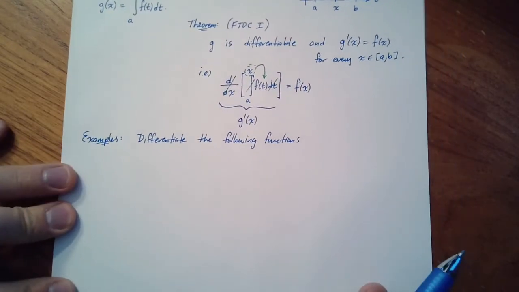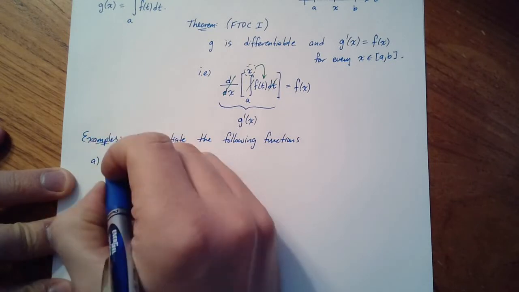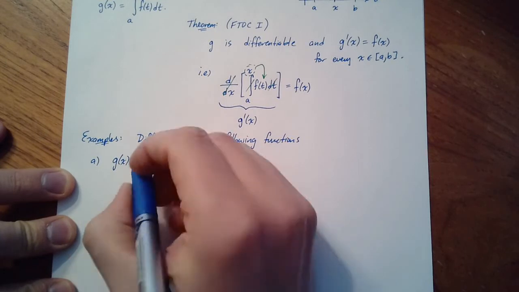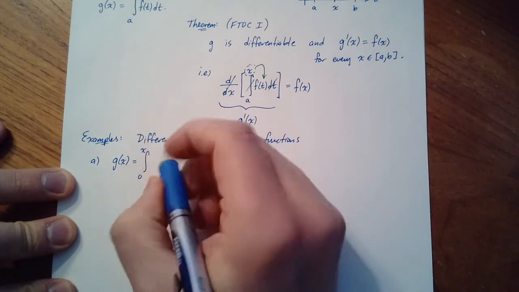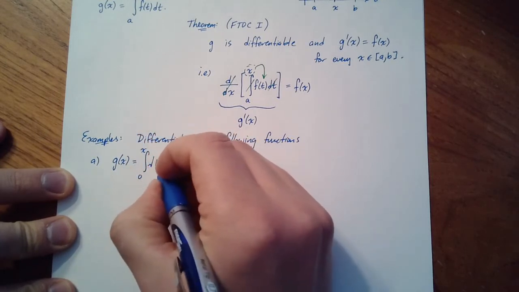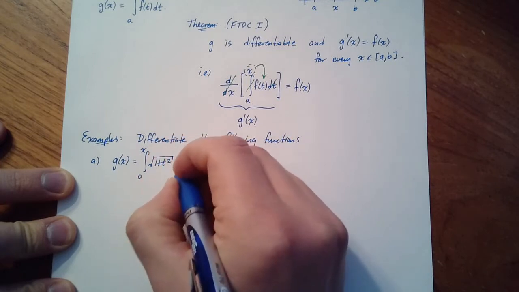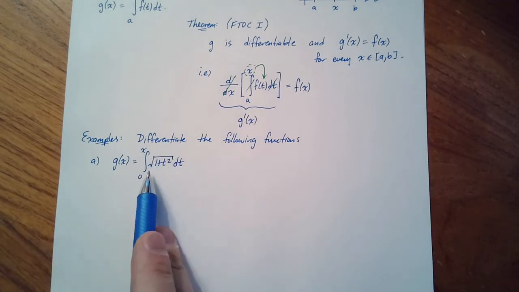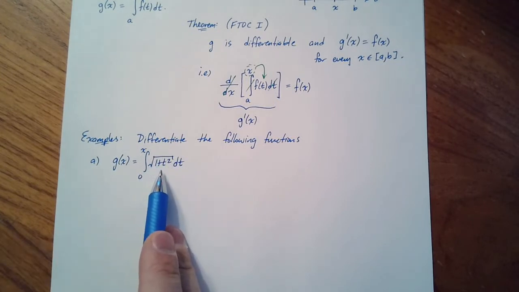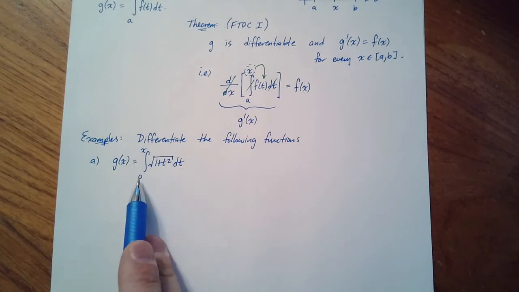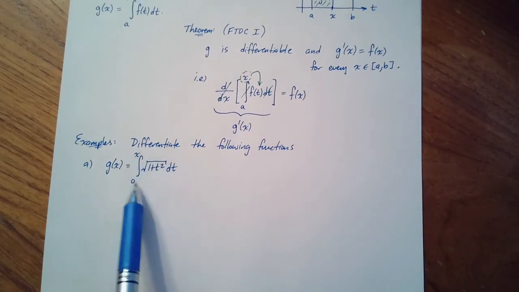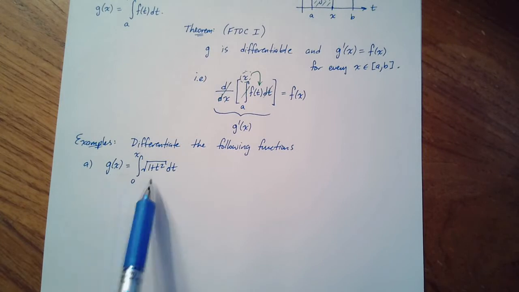Okay, so the first example is going to be the function g of x, and it's going to be the definite integral from 0 to x of the square root of 1 plus t squared with respect to t. So this is the area under the graph of the function f of t is the square root of 1 plus t squared between 0 and x as your left and right endpoints. So obviously that's going to depend on x. Whatever x is going to determine what this area is, and that's how this actually defines a function, g of x.